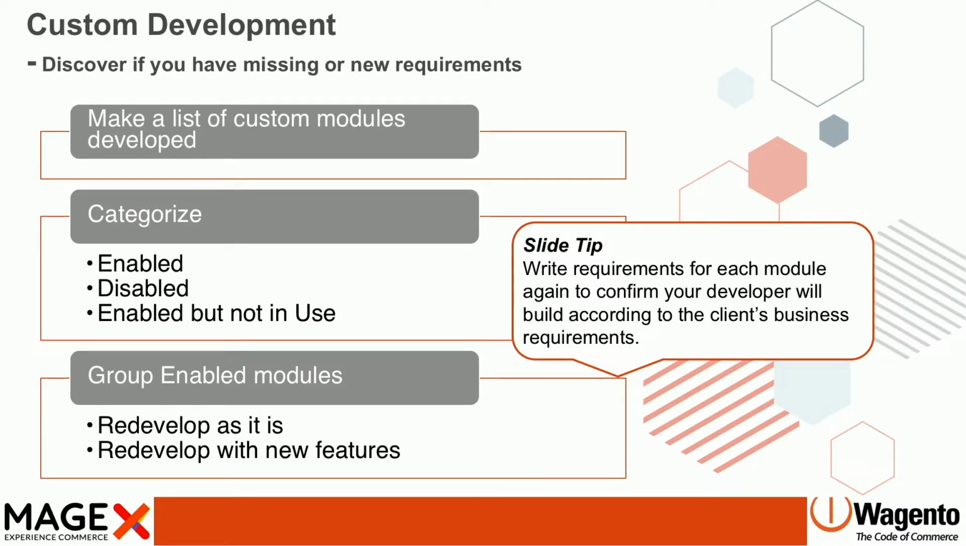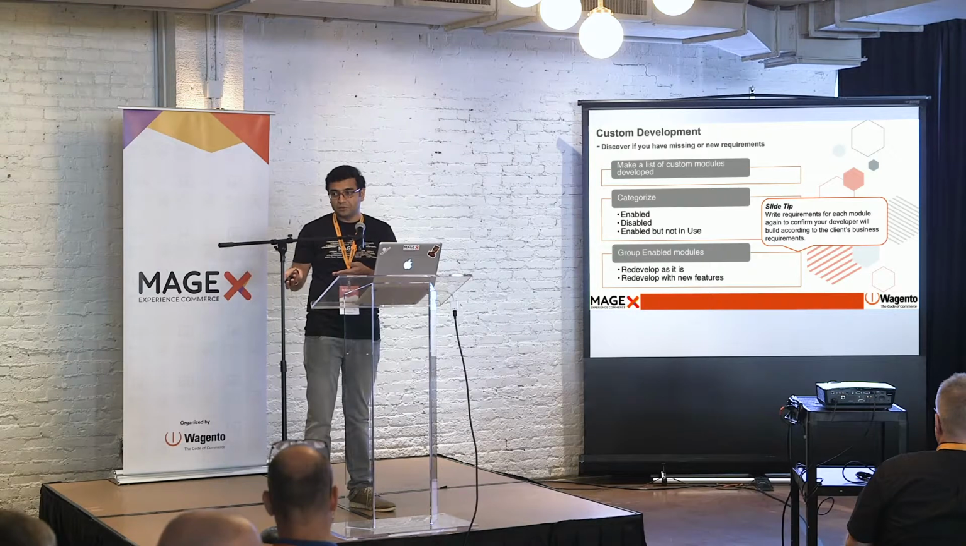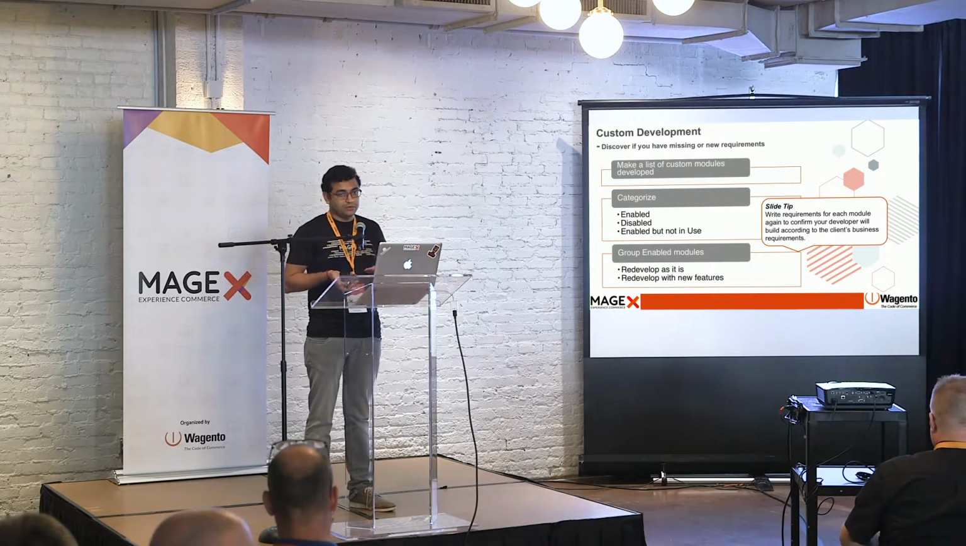Another tip is to write a requirement for each module again, because if you just give the SI your M1 site and you want to build an M2, but your custom modules are not written down somewhere, then it can again be a disaster. So make sure you write the requirements completely so that they can understand and build correctly in a Magento 2 way.